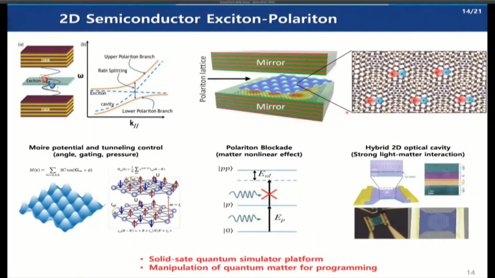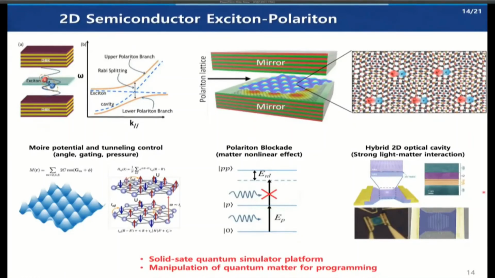And due to the exciton mode, they also show some nonlinear effect. Maybe we can achieve the polariton blockade regime also. And then, just using the hybrid photonic crystal with the boron nitride, we can achieve a stronger regime as well.